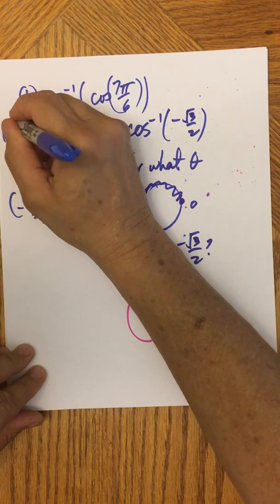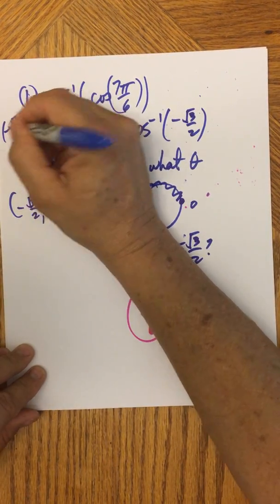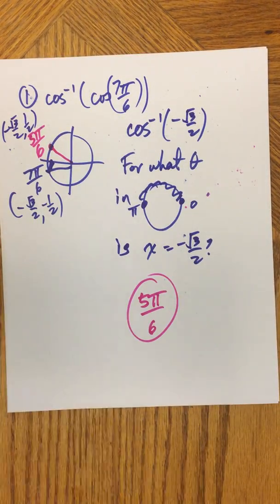Because that's negative square root 3 over 2 and then up a half. But we care about the x-coordinate since it's cosine. Okay.